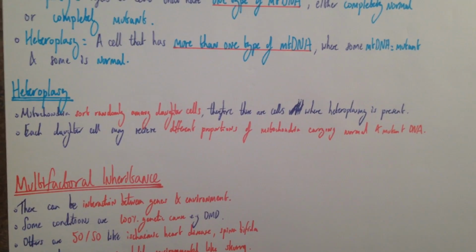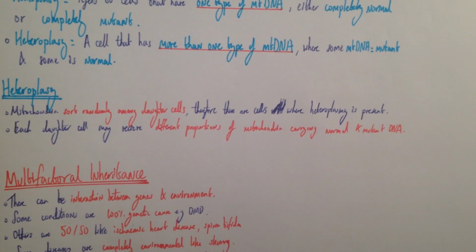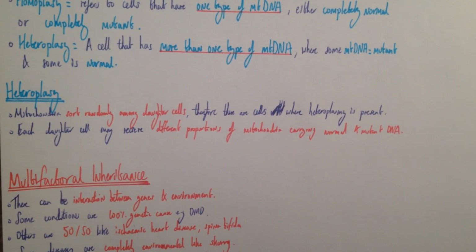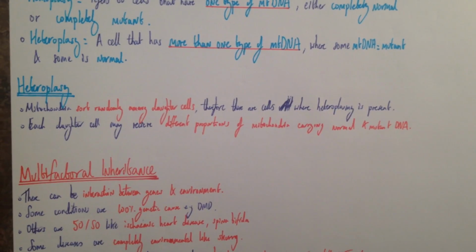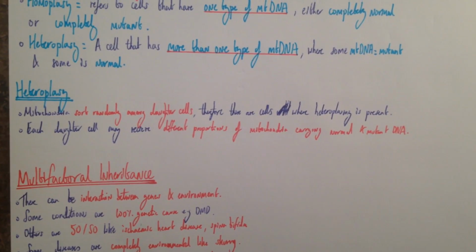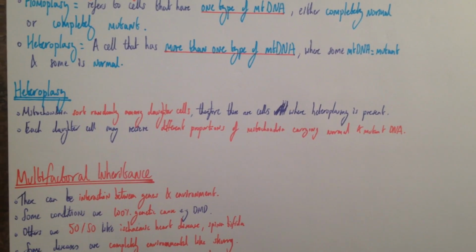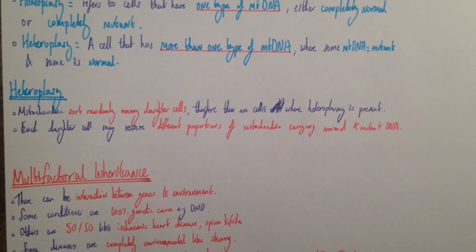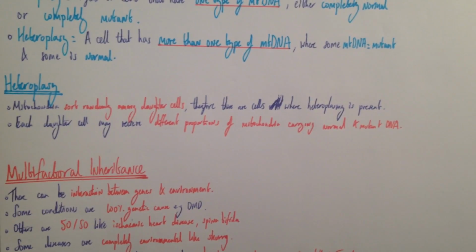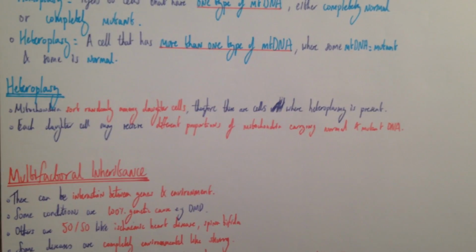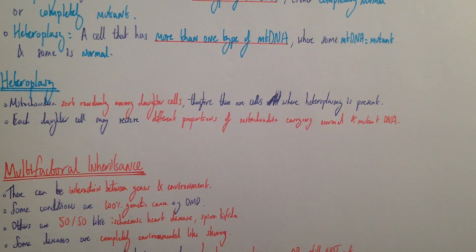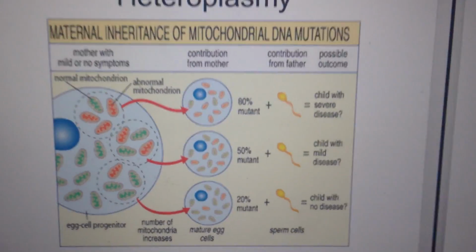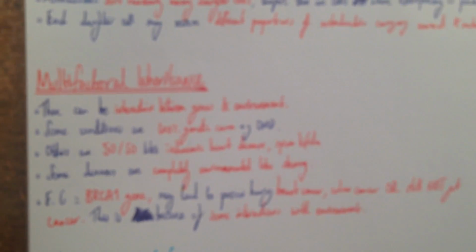Mitochondria sort randomly among daughter cells, and therefore they are cells where heteroplasmy is present. Each daughter cell may receive different proportions of mitochondria carrying normal and mutant DNA. As we just saw in the picture, there may be different percentages carrying normal and mutant DNA. So even in our cells right now, we may have mutant mitochondrial DNA.